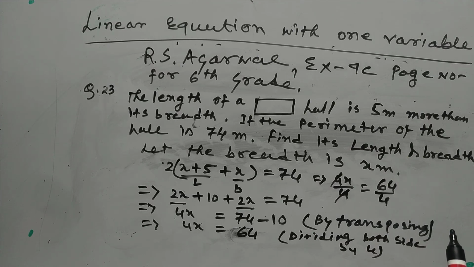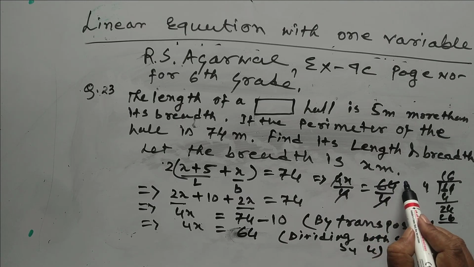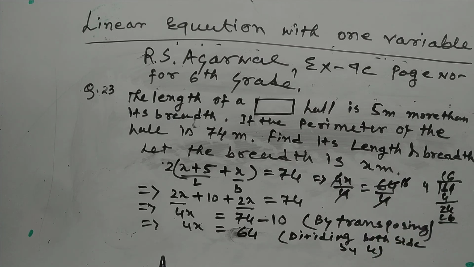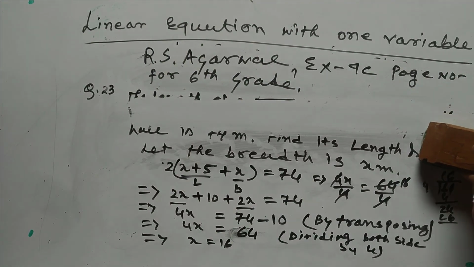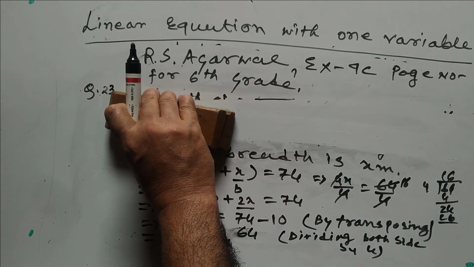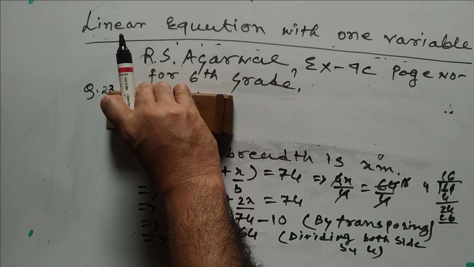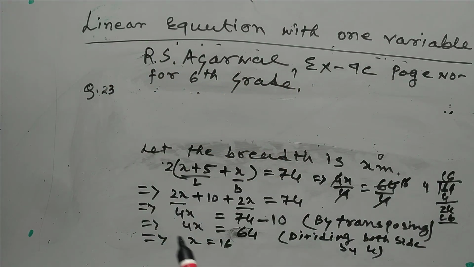Now 64 divided by 4: 4 ones are 4, 2, 4 sixes are 24. So this is 16. So x equals 16. x equals 16. I am writing the question. x equals 16.